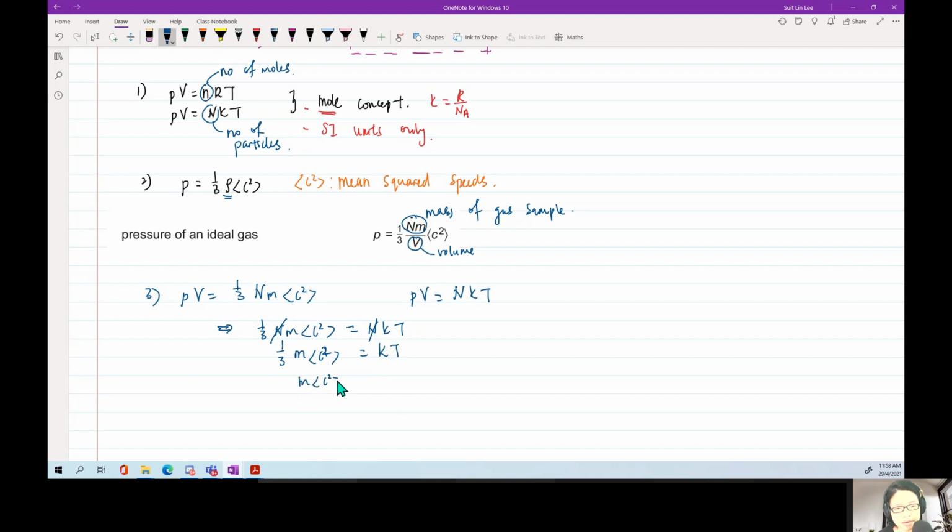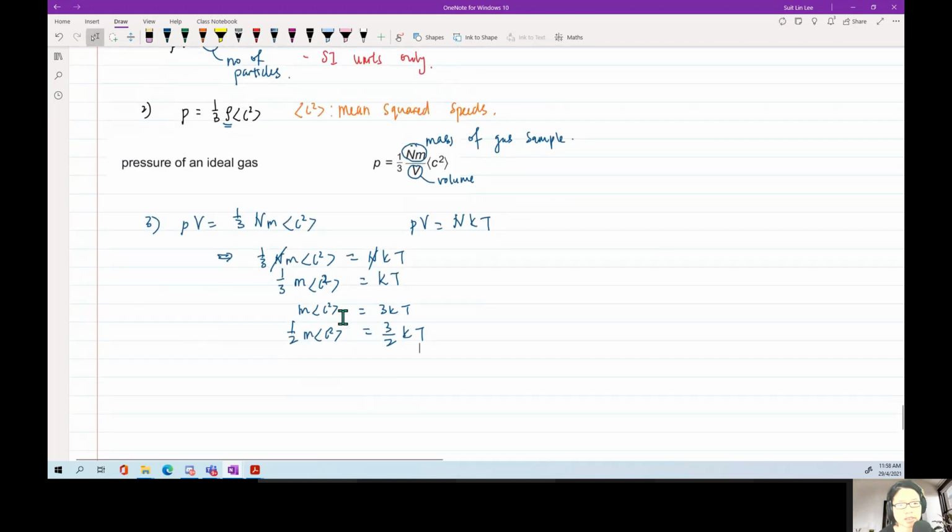mc² is equal to 3kT. How to find kinetic energy again? Half mc², right? You multiply by half on both sides, 3 over 2 kT. So this is the third equation.